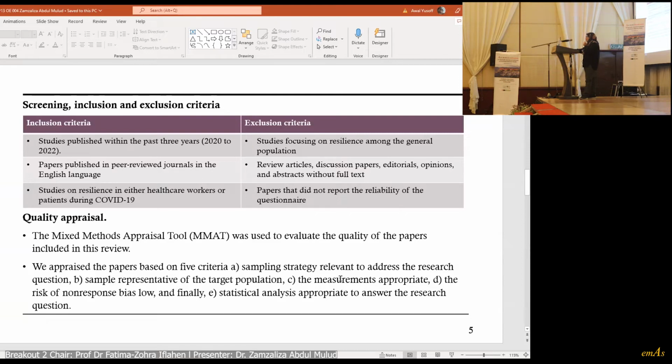For the quality appraisal of the papers, we used the Mixed Methods Appraisal Tool to evaluate the quality of papers included in this review. Since we only included 11 cross-sectional papers, we appraised the papers based on 5 criteria.